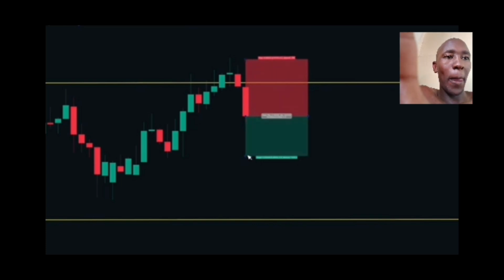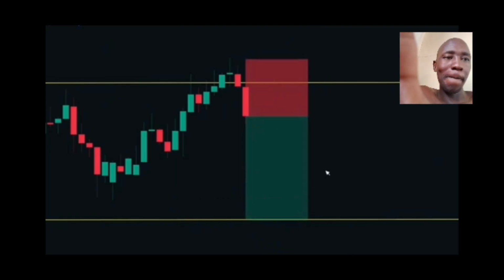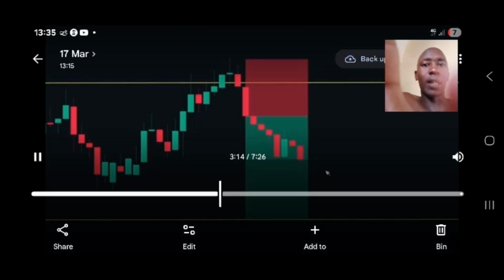The exact high or low where price broke out. This protects you if the breakout actually continues. Take profit, 2 times your stop loss distance. This gives you a 2-to-1 reward to risk ratio, meaning you only need to be right 40% of the time to be profitable.